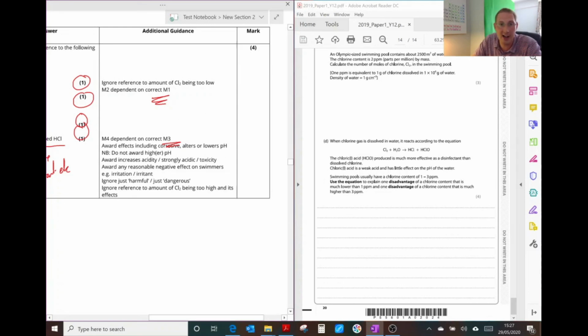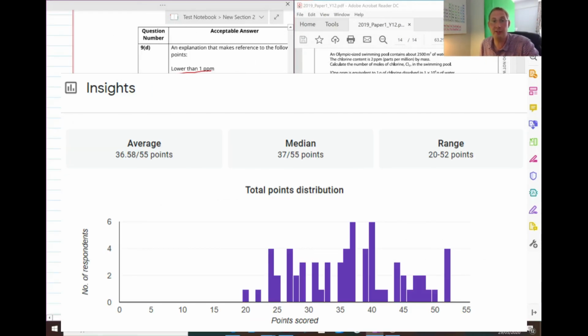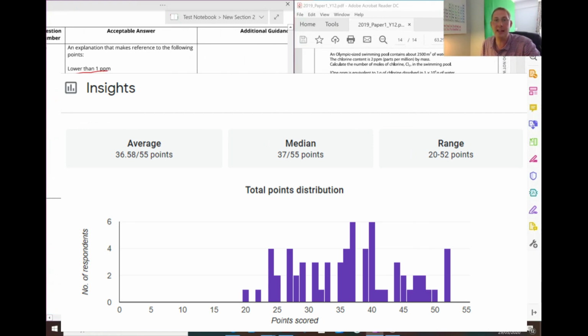Do not award higher pH. There you go. Lots of you doing that. Not a higher pH. Do not award increases acidity, toxicity, reasonable negative effect on swimmers, irritation. Ignore just harmful or dangerous. And ignore references on chlorine itself being the problem. Okay. But that was generally well done. I believe that the average marks was about 30 out of 48.